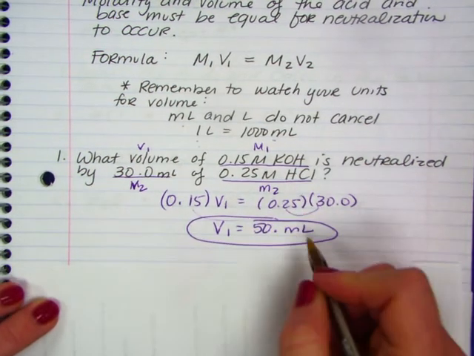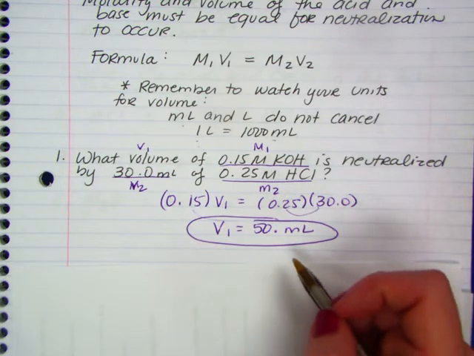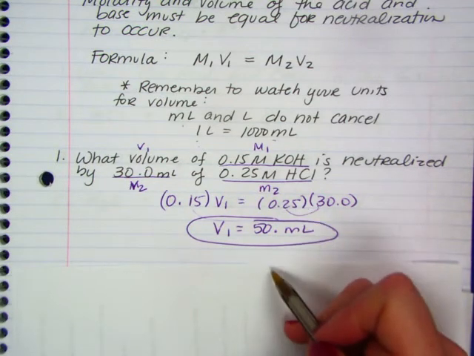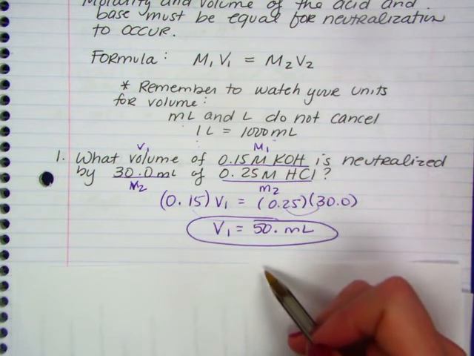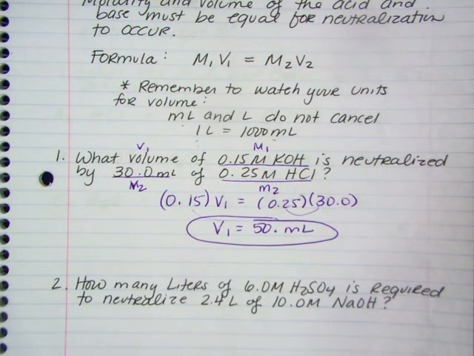So how much potassium hydroxide at 0.15 molar is neutralized by 30 mL of 0.25 molar hydrochloric acid? 50. That's it. Okay. Same thing like you saw with dilutions, just different words.